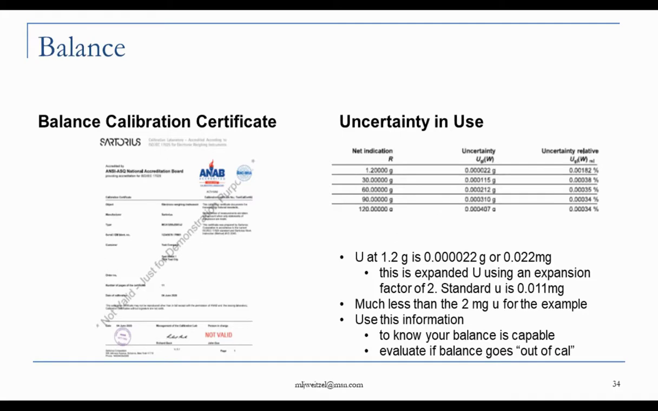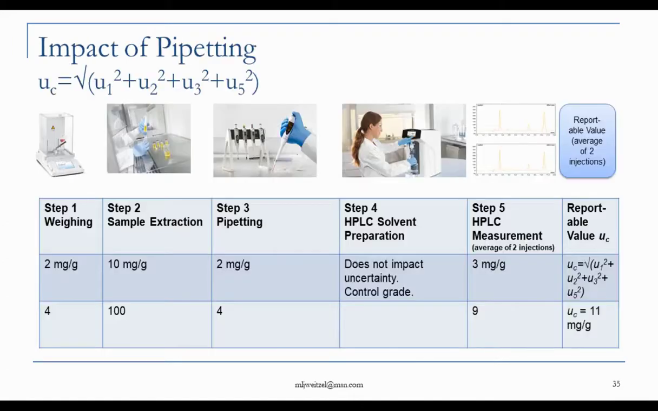Now this is much less than the 2 milligrams uncertainty for the example. So your actual balance and calibration is not a major uncertainty. You can use this to know your balance is capable. And say if it goes out of cal or something and becomes 0.02 milligrams uncertainty, that has no impact. And you can use that in your assessment of that balance. So it's very useful.